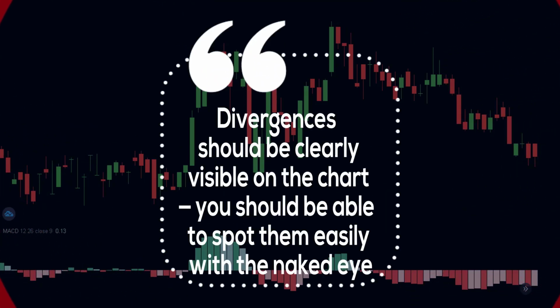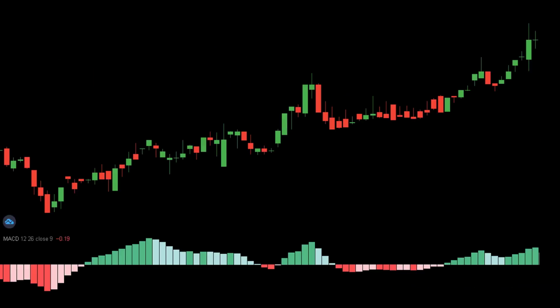Now, one important note about divergence. Divergences should be clearly visible on the chart. You should be able to spot them easily with the naked eye. Let's compare two examples. In this one, price makes a higher high, and the MACD shows a lower high, but the difference is minimal. These highs are almost the same, so this is considered a weak or unclear divergence.